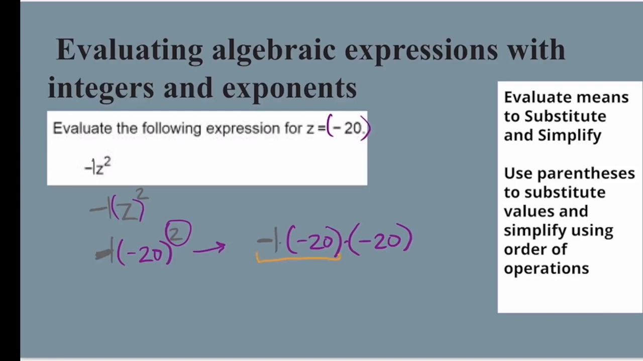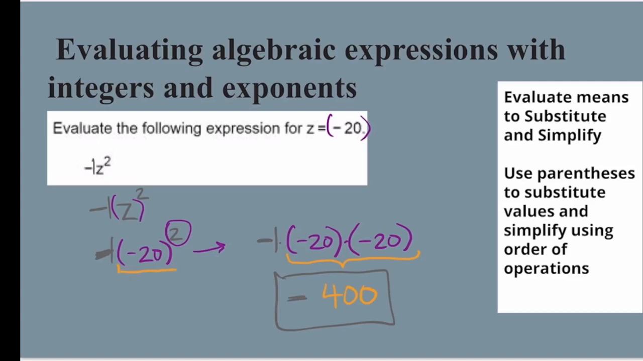-1 times -20 is +20. +20 times -20 is -400. I would say let's multiply these first because of the associative property. -20 times -20 is +400. And then that -1 comes down to make your answer -400.